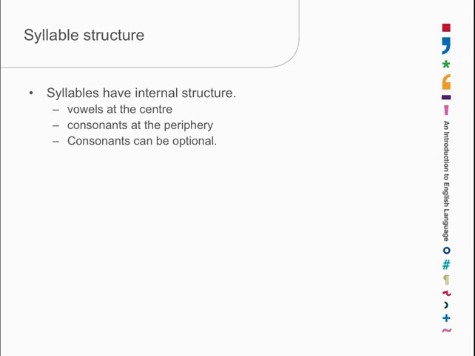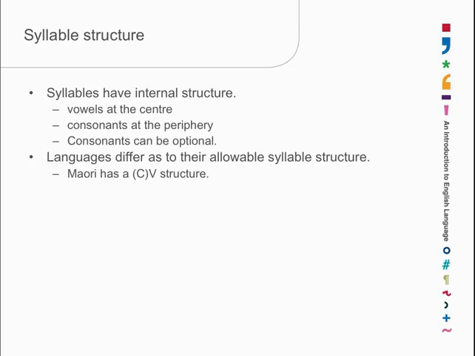Consonants, of course, can be optional. You can move from one vowel to the other. Well, languages differ in terms of what types of syllables they allow. In a number of languages, Maori being one of them, there is only one consonant followed by a vowel, and even that poor consonant is optional.